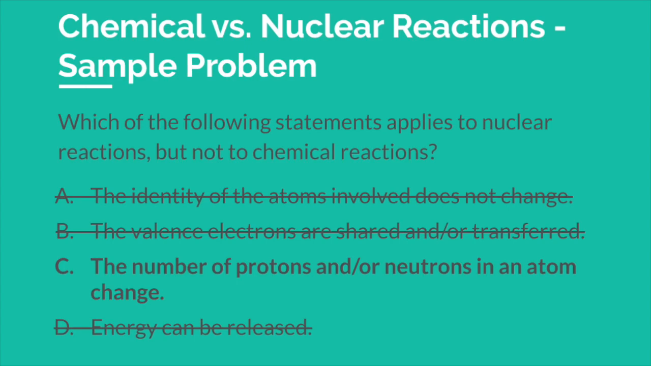The answer is option C. In a nuclear reaction, it is the nucleus, where the protons and the neutrons are, that changes. Chemical reactions deal with valence electrons being shared and transferred, so they don't impact the nucleus at all.